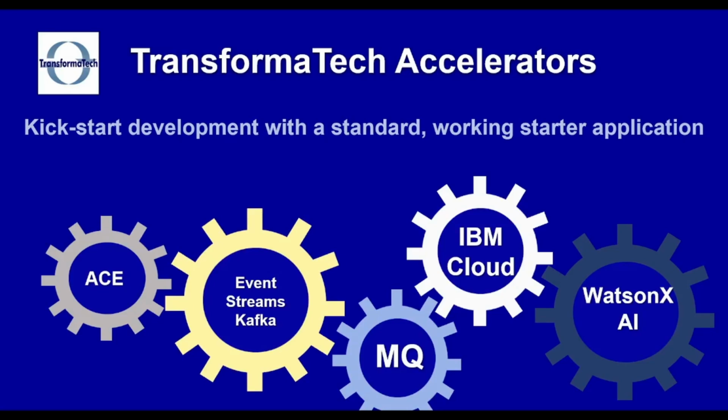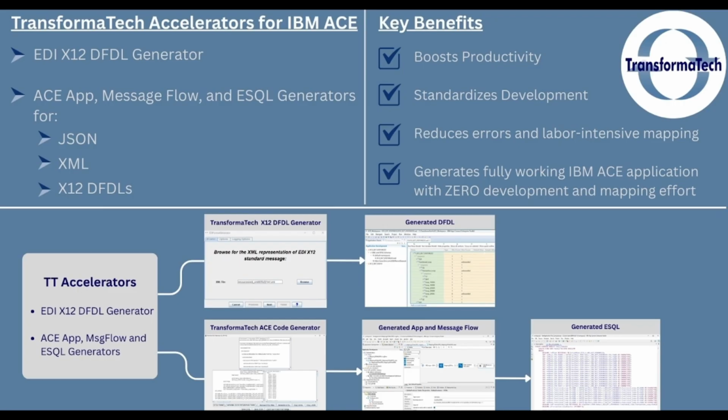Hello everyone, in today's video we are going to be going over the TransformaTech Accelerators and how they can be used to improve the early development phases within ACE. First of all, the TransformaTech Accelerators are composed of two parts, the DFDL generator which turns the EDI X12 format into a DFDL ready to be used within ACE, simplifying the mapping of EDI X12 data.